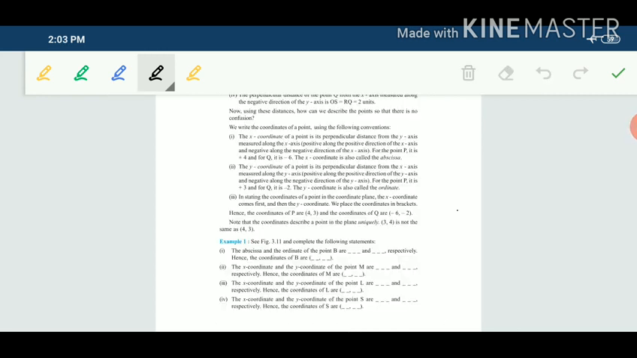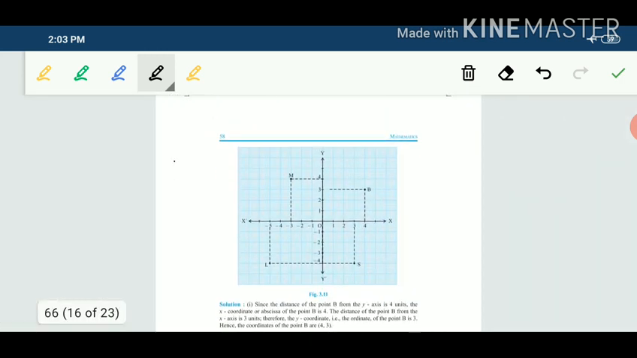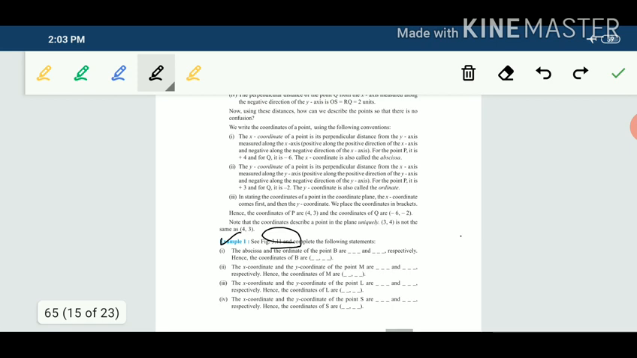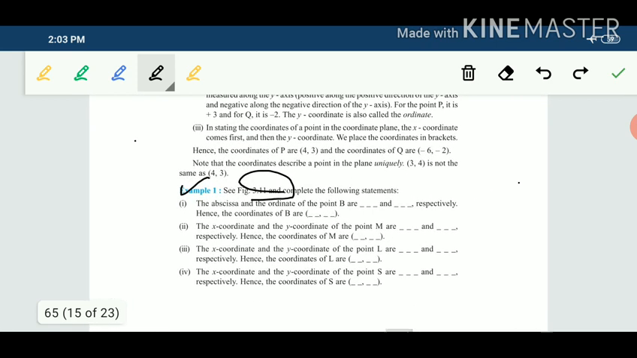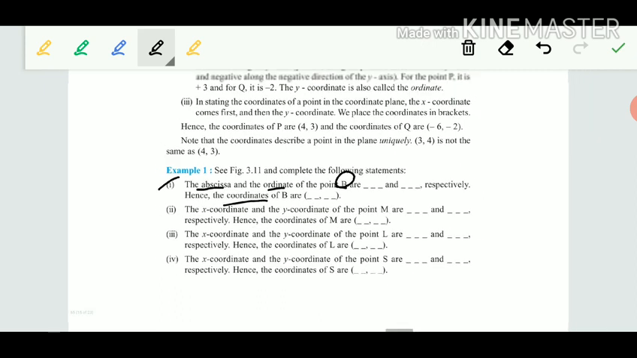Now we will discuss the first example. In figure 3.11, a figure is given on the next page. Observe this figure and give the answers to these 4 parts. The first part is the abscissa and ordinate of the point B. So we have to find the value of the x coordinate and the y coordinate of point B and write its coordinates. Now come to the diagram.